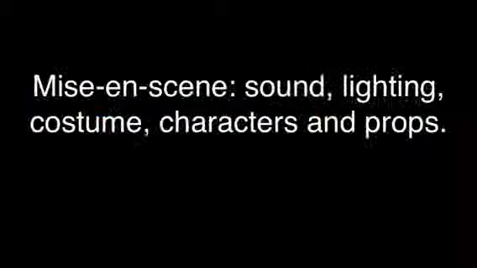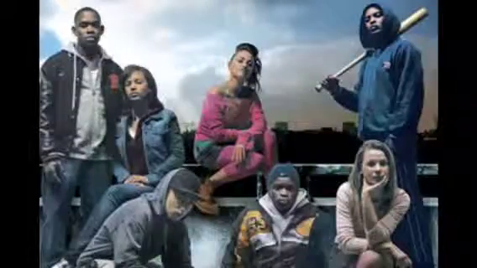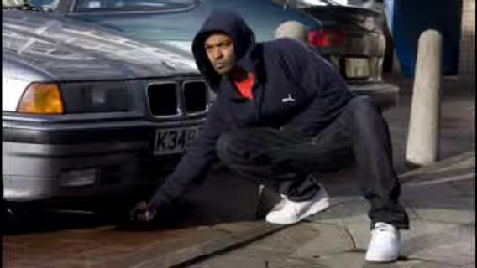Mise-en-scène consists of sound, lighting, costume, characters and props. I have already stated how we have used sound and lighting, so all that is left is costume and props. In social realism, the characters are always young teens in gangs. So I found that the costumes are usually casual wear, which consist of hoodies, trainers, jeans, hats, etc.